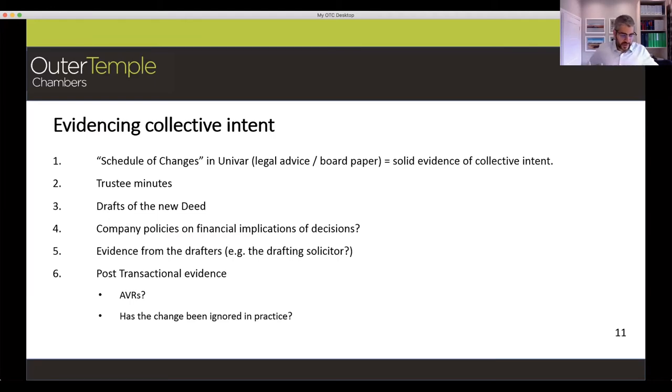But firstly, the gold standard, I think, which won't always be present, but it's great if it is, is either a board paper for the board or a document from the trustees' solicitors offering legal advice to them, which sets out the position on what the new deed is doing. That was the position in Univar, where the trustees' solicitors provided a schedule of changes document to the trustees before a meeting that was quite close to the point of execution, although there ended up being a big delay. And the company was able to say that it was a document designed by the trustees' legal advisors to be a comprehensive explanation of the effect of the new deed and rules.